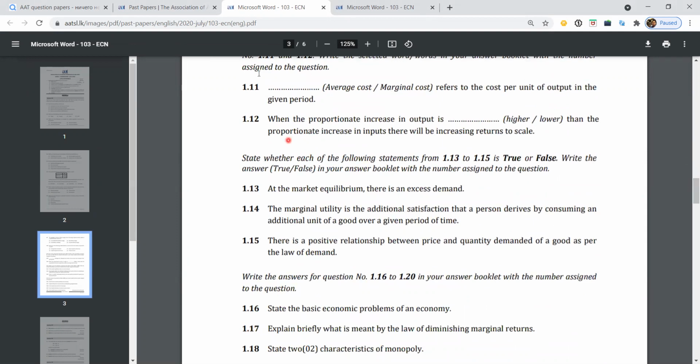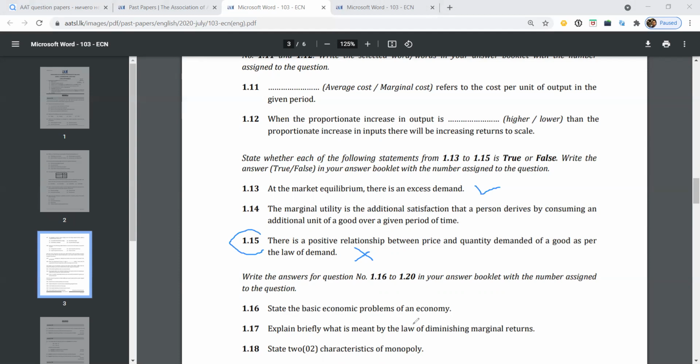Here there is a true or false question. At the equilibrium there is no excess demand. It is true, because at the equilibrium the excess demand and the excess supply are zero. No excess demand or no excess supply at the equilibrium. Next one. There is a positive relationship between price and quantity demanded of a good as per law of demand. It's wrong. It is an inverse relationship.